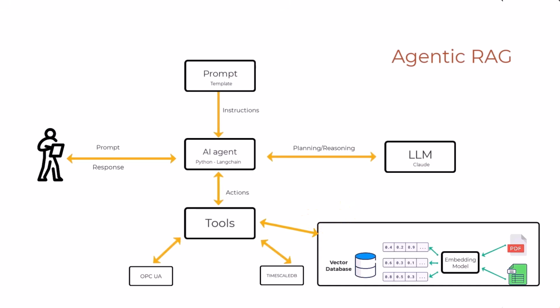So in part 3, I'll show you how to build an Agentic RAG pipeline so your AI agent can bring unstructured documents into its context and make smarter, more informed decisions. Step by step, I'll show you how to design an Agentic RAG architecture that integrates context from maintenance documents alongside real-time data from your OPC UA server and TimescaleDB.